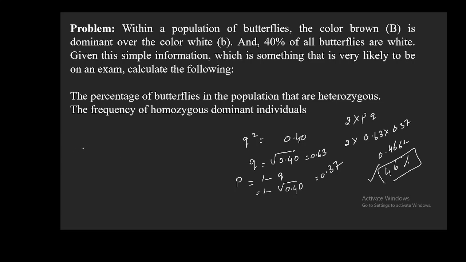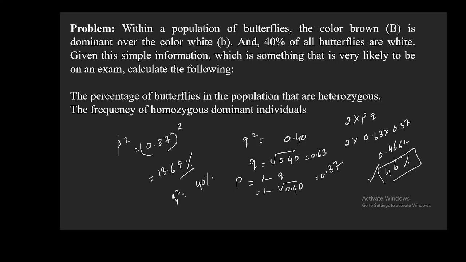Similarly, if they are asking for the homozygotes, you can also calculate p squared. p squared will be 0.37 squared. If you do this calculation, you will get 13.69%, so that many of the butterflies are going to be homozygous dominant. And similarly, you can calculate q squared, the recessive homozygous, which is again already given as 40%.